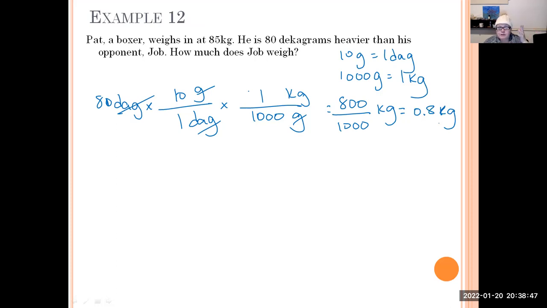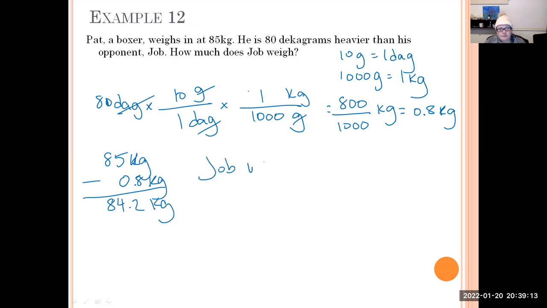Okay. Pat's the heavier one, so we're going to subtract the 0.8 kilograms from Pat's weight to find out what Job is. All right, so we've got 85 kilograms minus the 0.8 kilograms, and we get 84.2 kilograms. So Job weighs 84.2 kilograms. Okay, and there's your sentence.